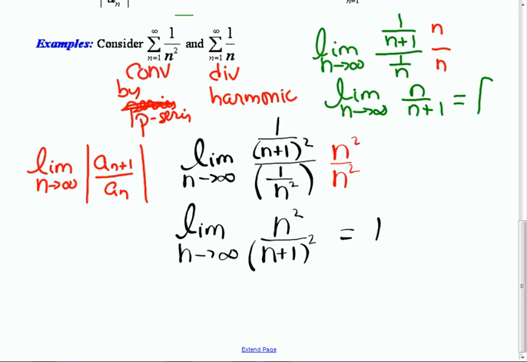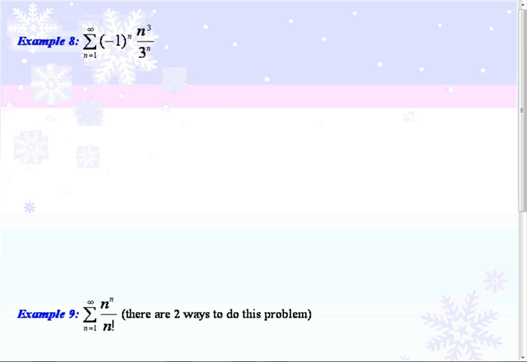In one case, it converges. So if the limit of the ratios is equal to 1, I don't know anything. That's it. So I have to use a different test. It'd be easier to use the comparison test, or the p-series. So that's my next slide.